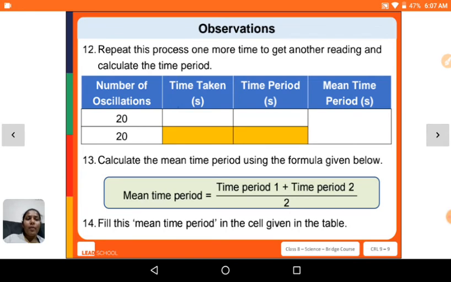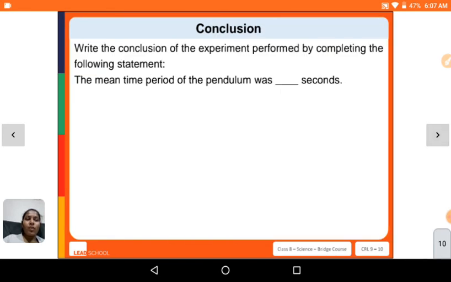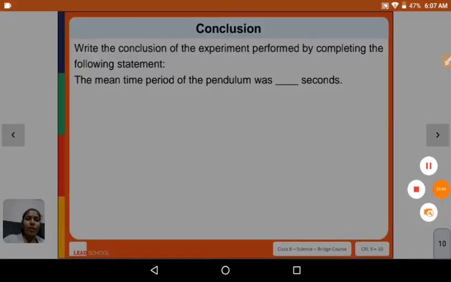calculate the mean time period using the formula given below. Time period is for one oscillation, and time taken is for 20 oscillations, right? So take a table, do this 2 or 3 times and then calculate the mean time. Mean time is like an average time. So add time period 1 and 2 and then divide by 2. By this we can get an average mean time period. Okay. Write these two questions in your notebook and send it to me.